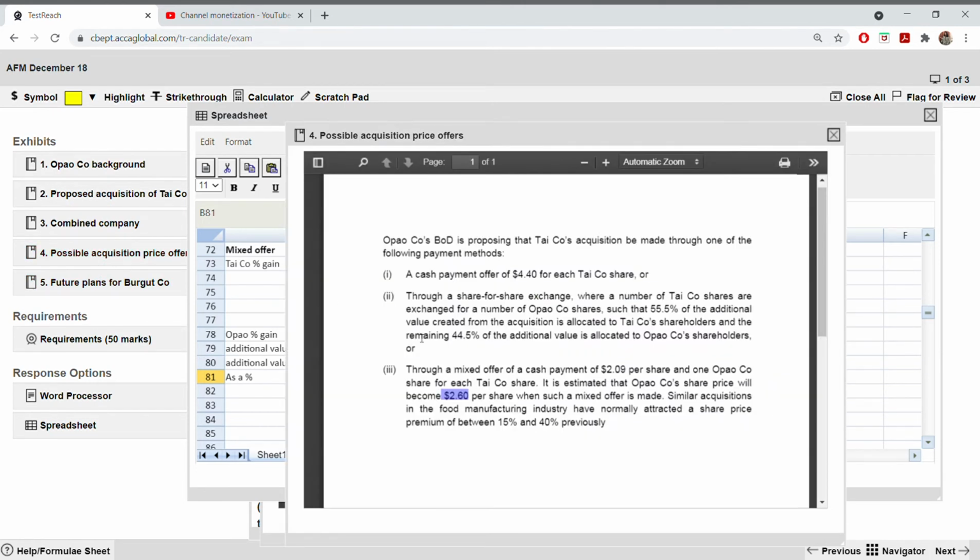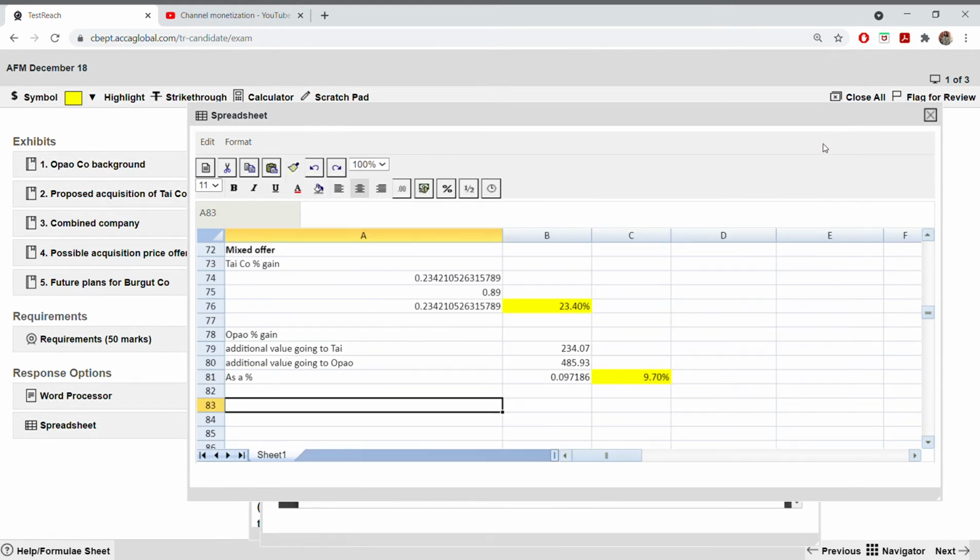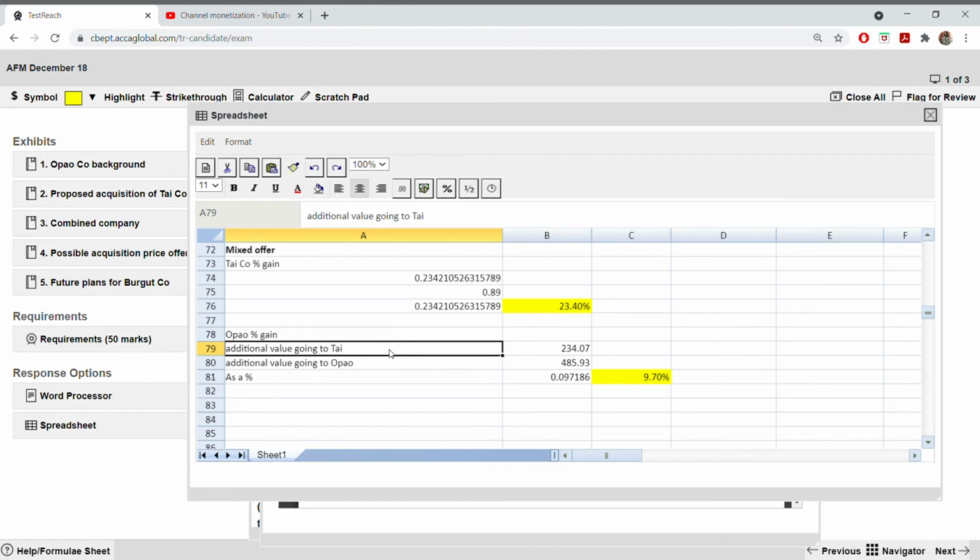What they told is the share price will become 2.6 when a mix offer is made, but you cannot use this 2.6 and compare it with 2.5. The reason is because 2.09 is also there this time. Cash is there, and in cash we did that, but here we cannot do it in the mix offer, right? That's why, if you see, we added 2.6 with this minus 3.8. With Thai, yes, we can compare it. But when we come to Oppo, we didn't do it that way. We found the additional value going to Thai and Oppo, and then we found it as a percentage.